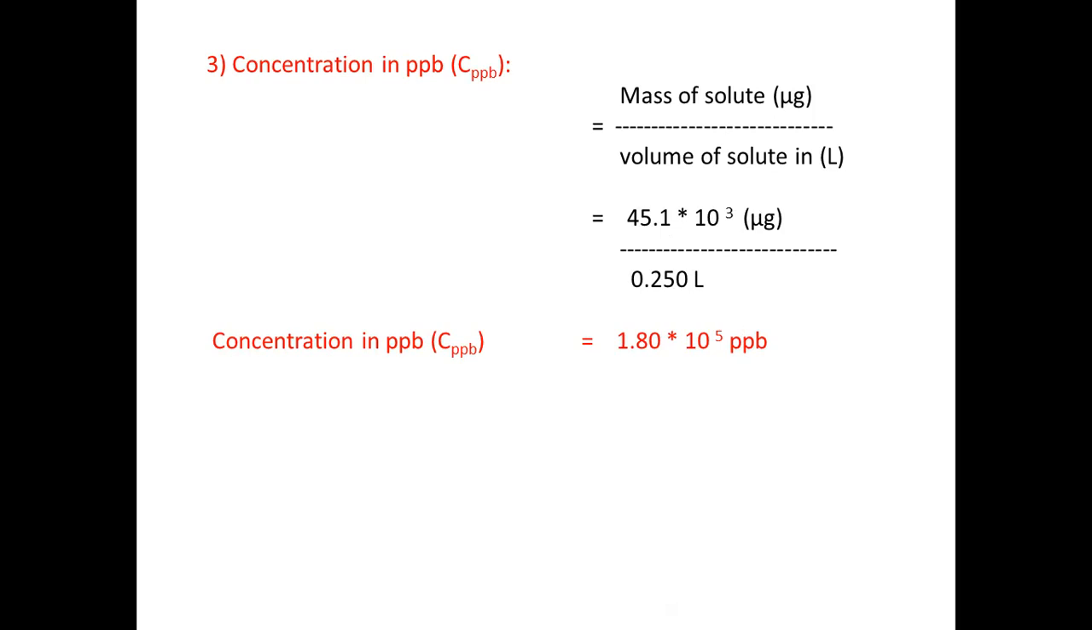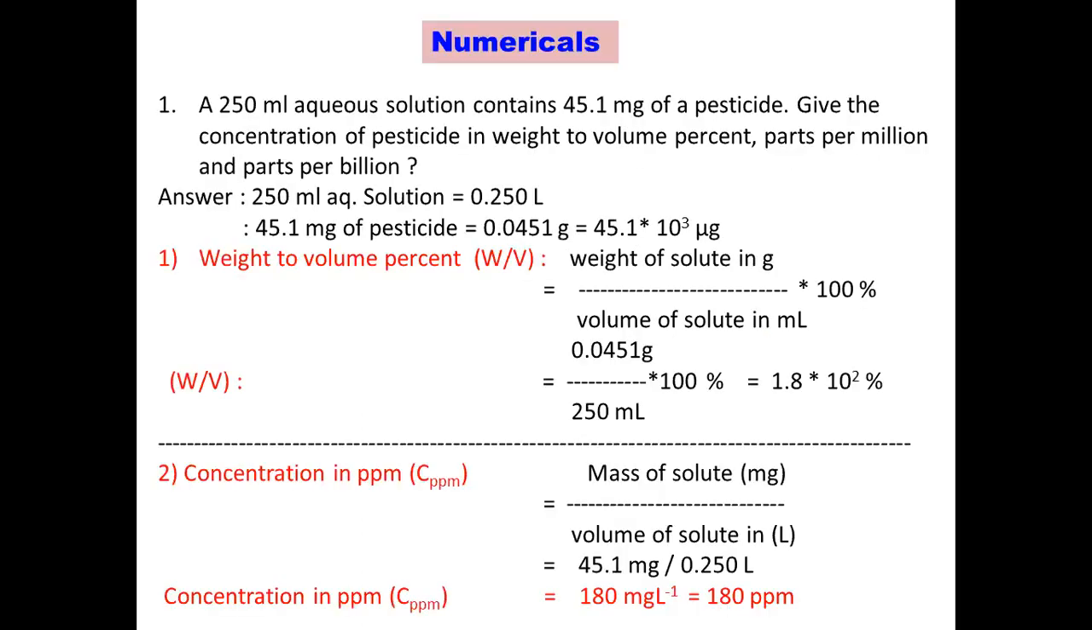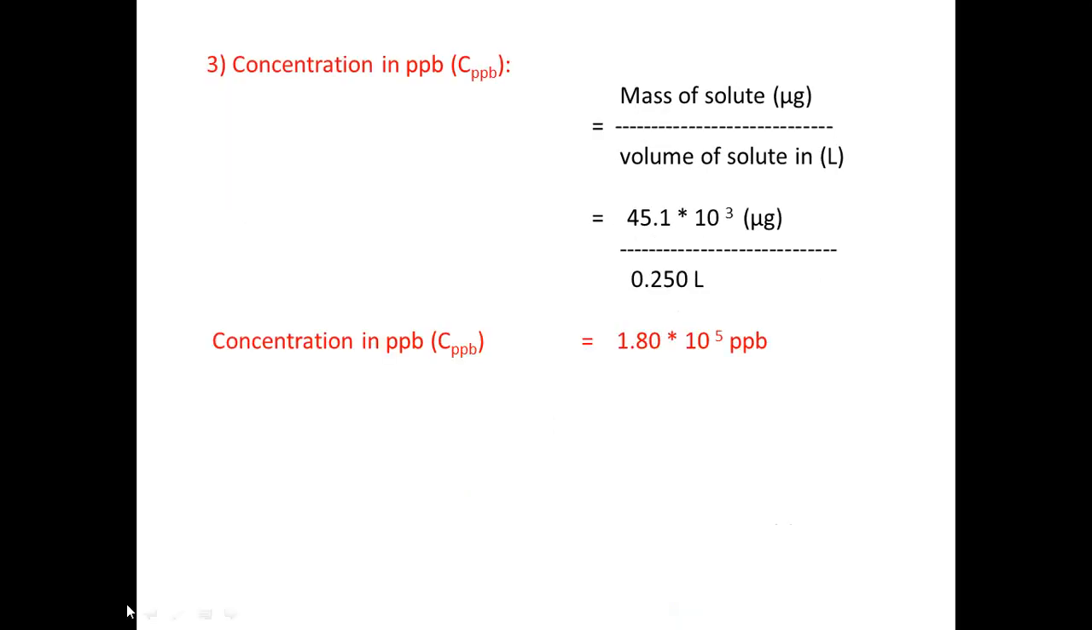So these are simple conversion formulas. With the help of these, we can calculate the concentration in parts per billion, the concentration in parts per million, as well as the percent solution. You have to remember these formulas. Weight of solute in gram divided by volume gives the percent solution for weight by volume. The ppm solution is mass of solute in milligram divided by volume of solution. And for ppb, it is converted into the microgram quantity divided by volume of solution.